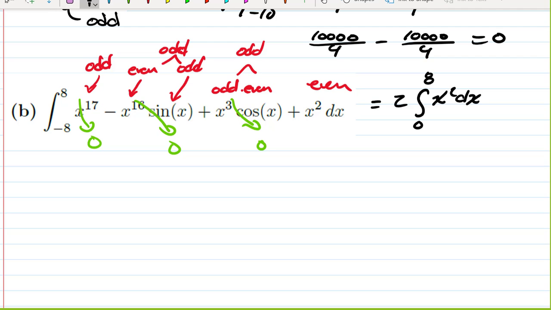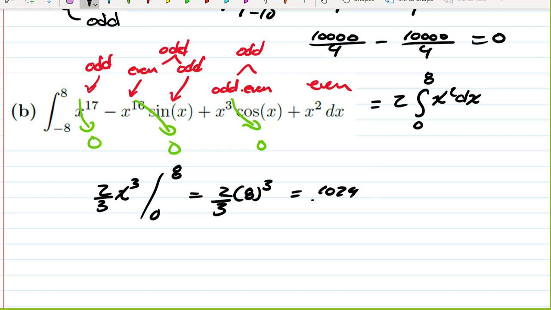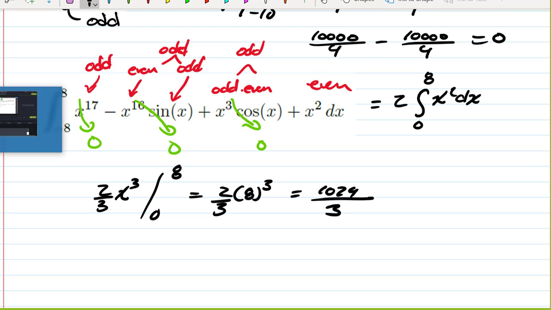So the antiderivative of x squared is x cubed over 3. So we get 2/3 x cubed evaluated from 0 to 8. So that's 2/3 times 8 cubed. And let's see, what is 8 cubed? 2 to the 3rd, to the 3rd is 2 to the 9th, which is 512. Times 2 is 1,024 over 3. Which makes our life a ton easier. All right, let's look at our next one.